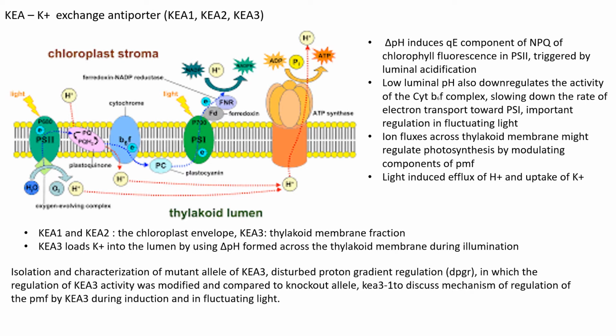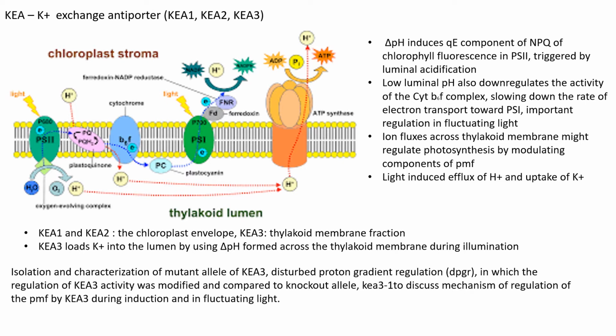The reason why the pH can vary is because of ion fluxes across the thylakoid membrane, and thus the ion fluxes can regulate the PMF across the membrane. In presence of light, there could be a flux of hydrogen ion and uptake of potassium ion by help of antiporters such as KEA. KEA3 loads potassium ions into the lumen by using delta pH formed across the thylakoid membrane during illumination.